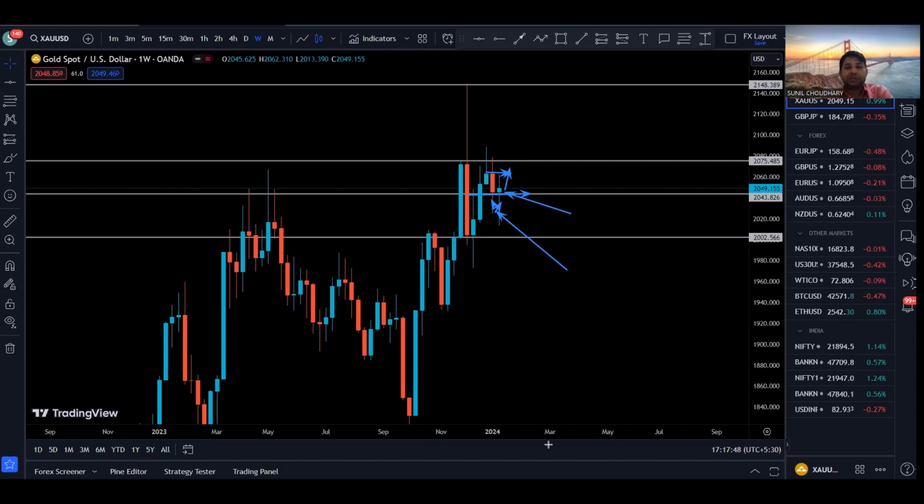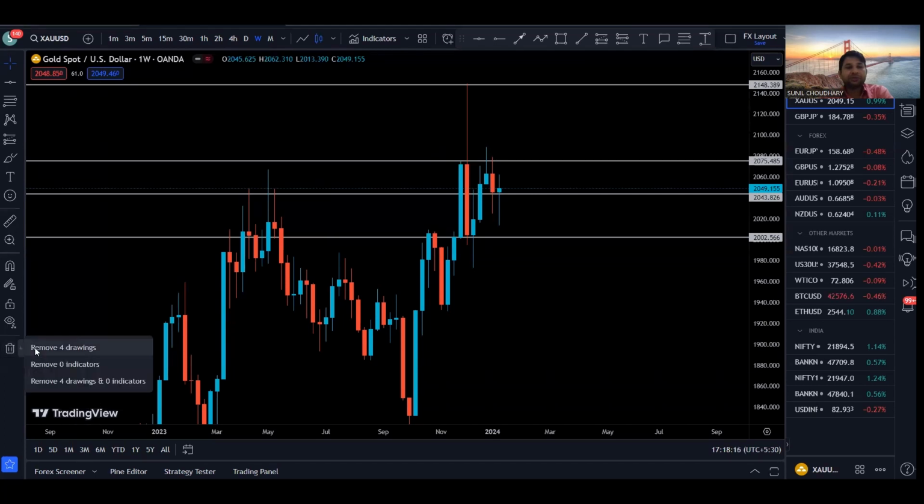So we can consider this a range. We have resistance and we have support. So right now, by looking at the weekly time frame, if we wait for a breakout to the upside, then there is going to be a higher probability for the price to go to the next resistance. Same to the downside. If we break the support, get a closure below the support, the price can come down to the next support, which is right here. So that is something we see on the weekly time frame.